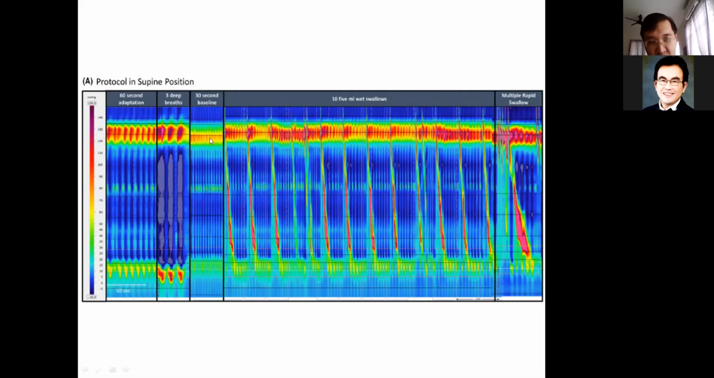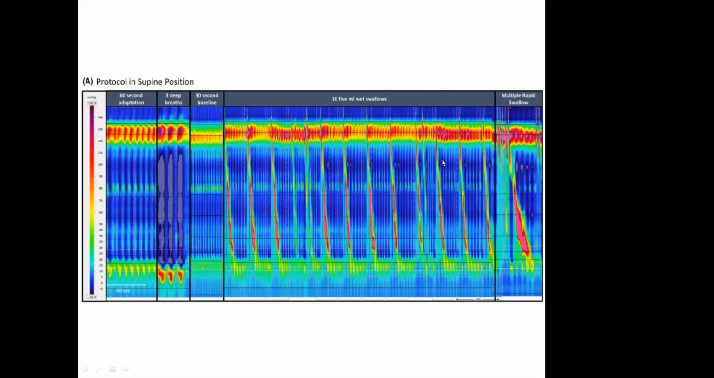After that, of course, we do the resting 30-second baseline as usual, followed by 10 5-mL swallows. All right, so this will be the standard protocol, followed by a multiple rapid swallow.